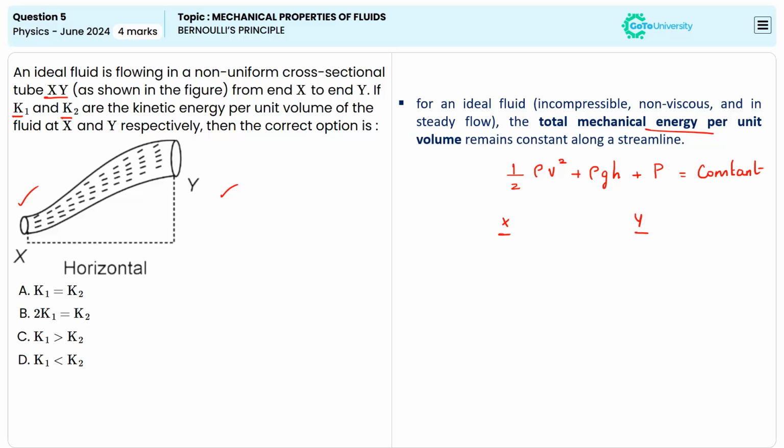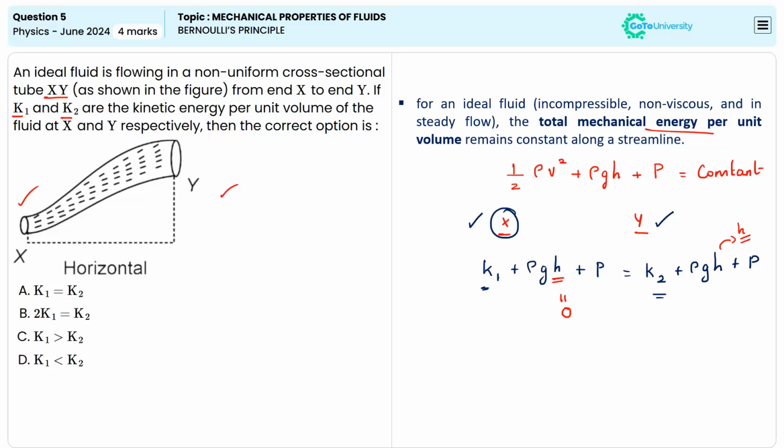So if we apply Bernoulli's principle for both points, we can write K1 plus rho gh plus P is equal to K2 plus rho gh plus P, because it's given in the question that at point X the kinetic energy is K1, and at point Y the kinetic energy is K2. Apart from that, we can write h will be 0 at point X because it is at the ground, whereas h will be equal to H in the case of point Y.